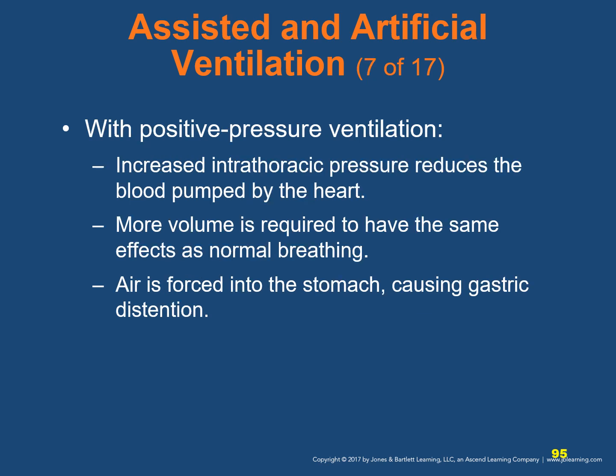With positive pressure ventilation, there's increased intrathoracic pressure, which causes compression of the vena cava and reduces blood return to the heart, which reduces the amount of blood pumped by the heart. More volume is required to have the same effects as normal breathing, which pushes the airway walls out of their normal anatomic shape. Air is forced into the stomach, causing gastric distension that could result in vomiting and aspiration. The EMT must regulate the rate and volume of artificial ventilations to help prevent the drop in cardiac output.